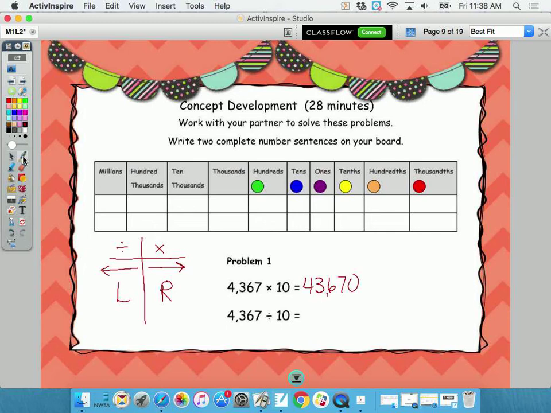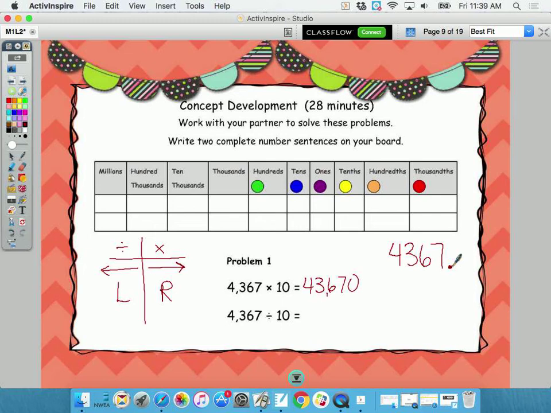Now take a look at the next problem. Can I use a 0 trick? No, because the dividend does not have a 0. So I'm going to use a decimal trick. Everyone write down, without a comma, 4367. Okay, where is the decimal in this number? After the 7. If it's a whole number, then it's after the last number. It's there, but we don't write it, do we?